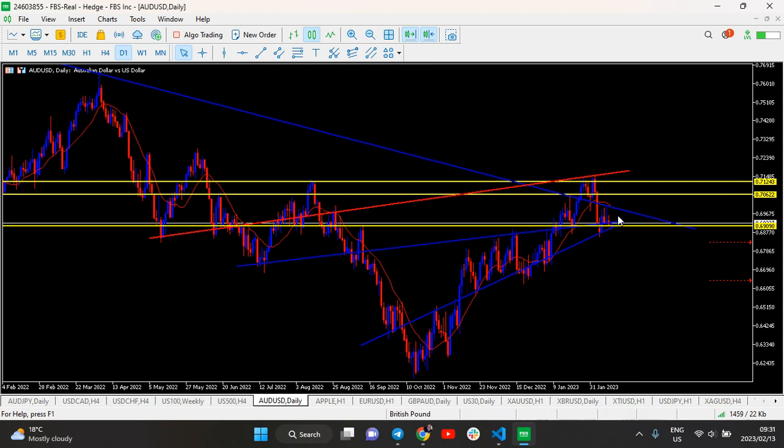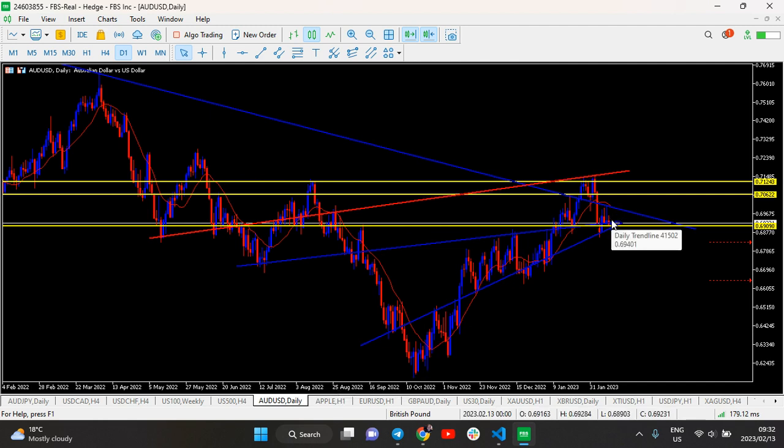But if this zone just holds, which is around 0.69287, as well as the low at 0.6900, we will likely see the price go back to this upper border over here, which is a resistance zone at 0.71, maybe 0.72, somewhere around there. And if it breaks higher, then we will have a bullish shift also on Australian dollar.